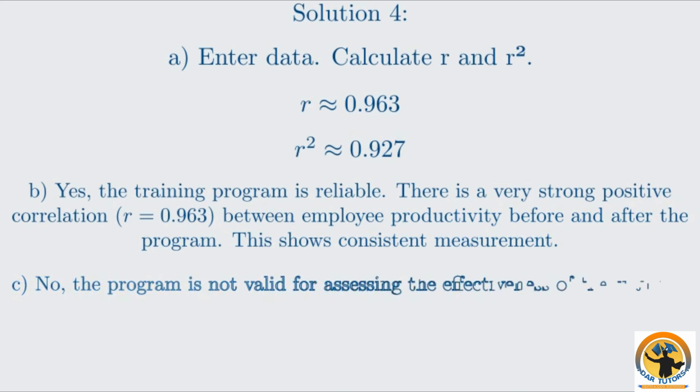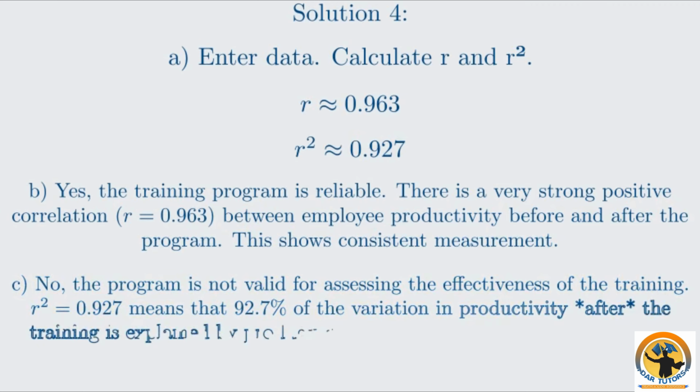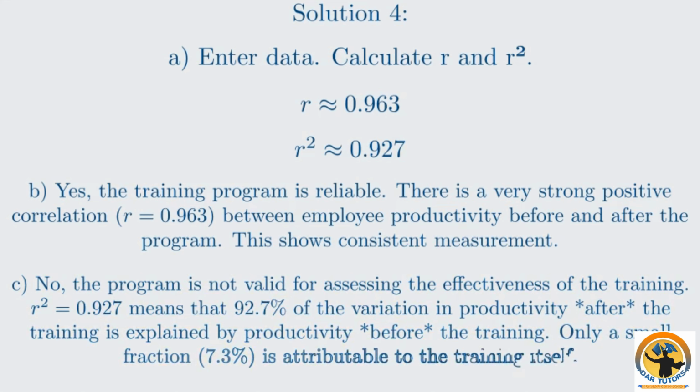The r-squared value of 0.927 means that 92.7% of the variation in productivity after the training is explained by the productivity before the training. This is a very high percentage, suggesting that the training had little impact. In other words, 92.7% of the new score is just a reflection of the old score.